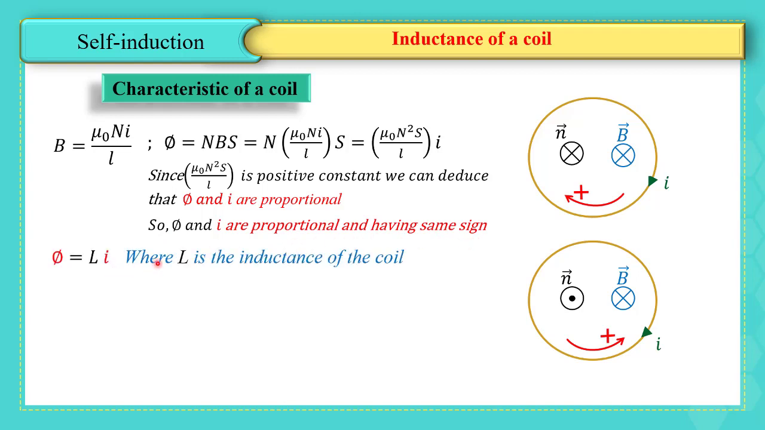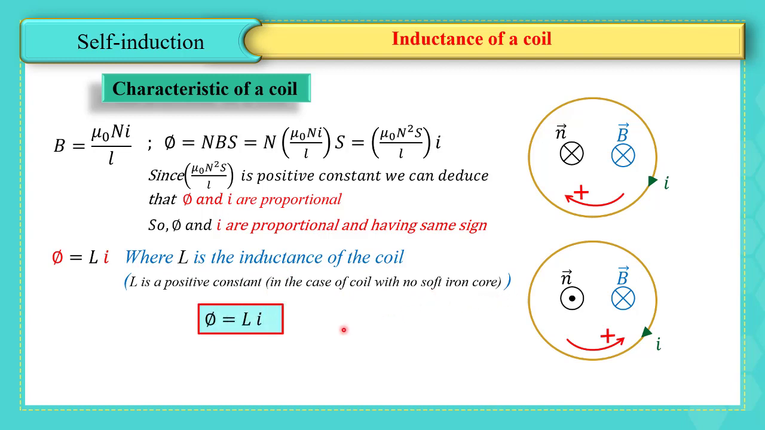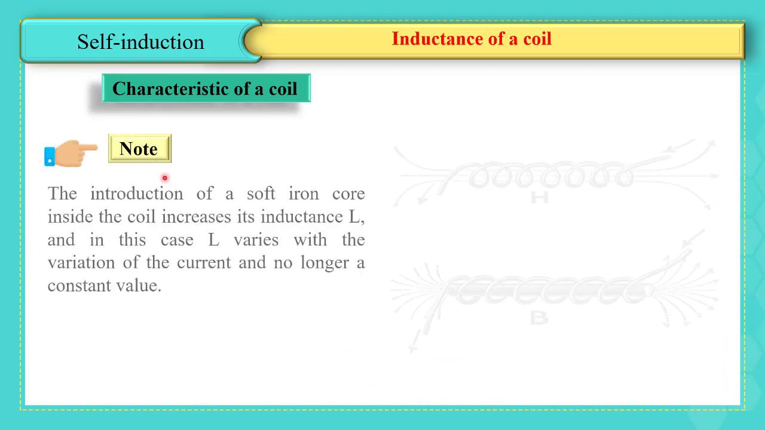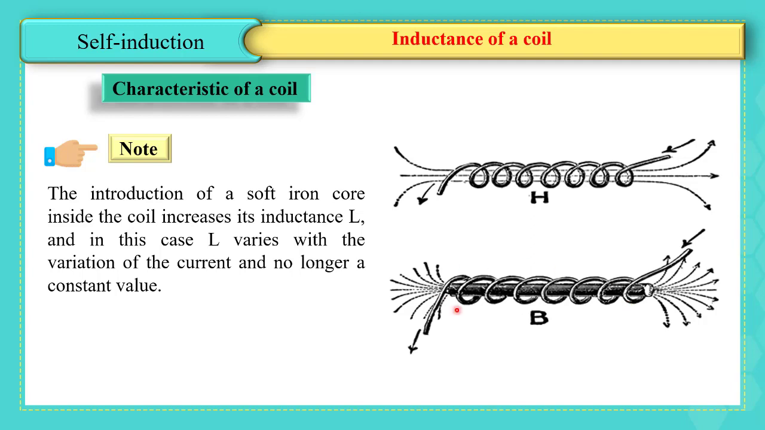Now we can say that a coil traversed by a current I has a self-flux phi such that this flux is equal to Li, where L is a positive constant, in the case of a coil with no soft iron core. So flux will be equal to Li, where flux in webers, I in amperes, and L in henries. Note that the introduction of a soft iron core inside the coil increases its inductance L, and in this case L varies with the variation of the current and is no longer a constant value.